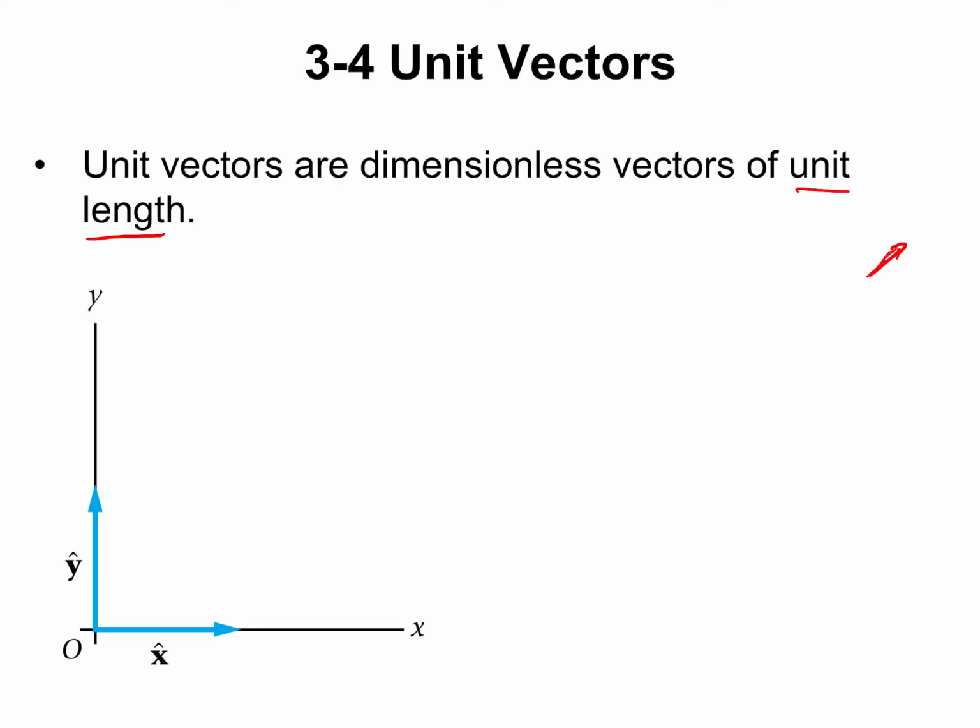What's the purpose of a unit vector? The unit vector gives you the direction. So we can assume this is a unit vector pointing in that direction. We call this unit vector A. This vector only gives you the direction. So this is a unit vector.